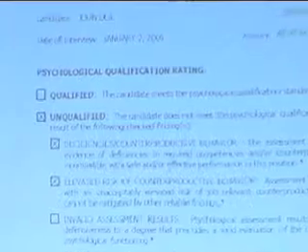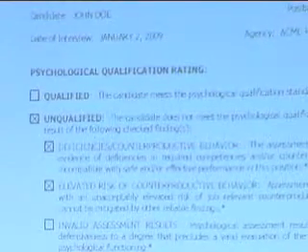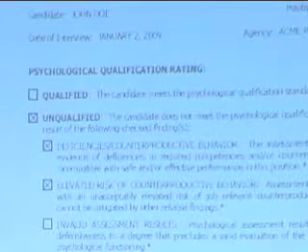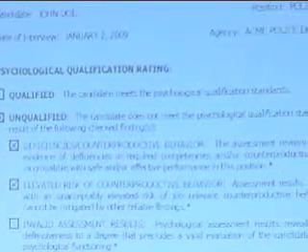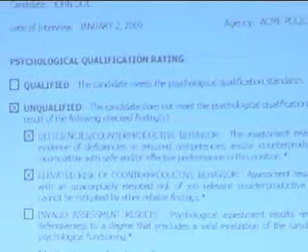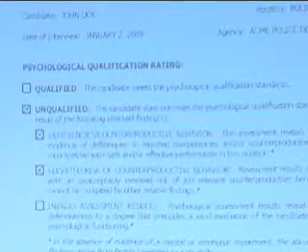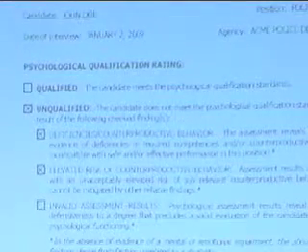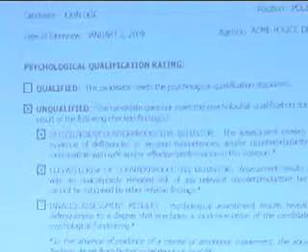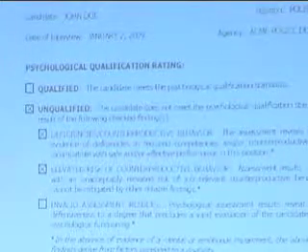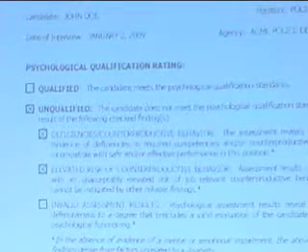So the first category is deficiencies / counterproductive behavior. And I write, the assessment reveals substantial evidence of deficiencies in required competencies and/or counterproductive behavior incompatible with safe and/or effective performance in this position. The next checkbox says elevated risk of counterproductive behavior, and that assessment results correspond with an unacceptably elevated risk of job-relevant counterproductive behavior that cannot be mitigated by other reliable findings. There's also one for invalid assessment results and one for mental or emotional impairment.